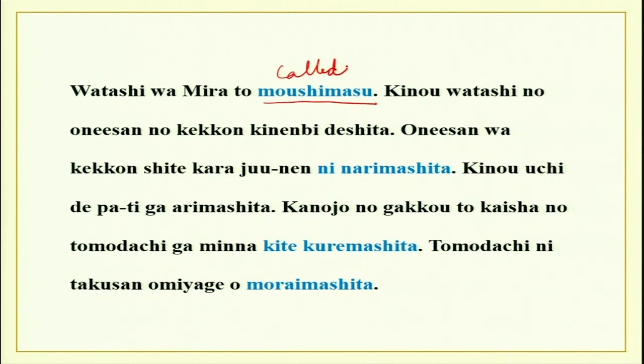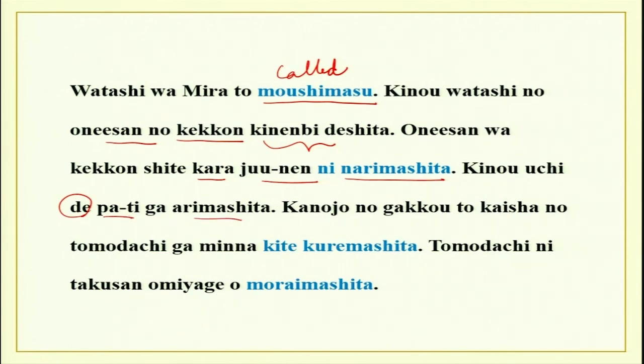Kino watashi no onesan no kekkon kinenbi deshita. Kekkon is marriage, you already know, and kinenbi is anniversary. So, watashi no onesan no kekkon kinenbi deshita. Onesan wa kekkon shite kara 10 nen ni narimashita. So, narimashita means, it is 10 years now. Kino uchi de party ga arimashita. So, we have uchi de event ga arimashita.